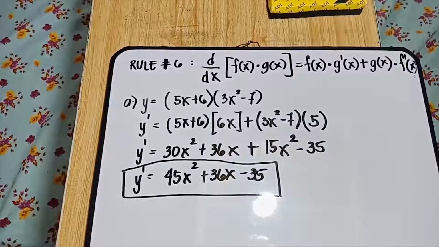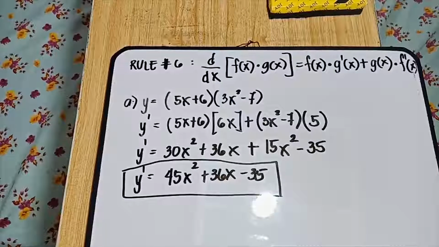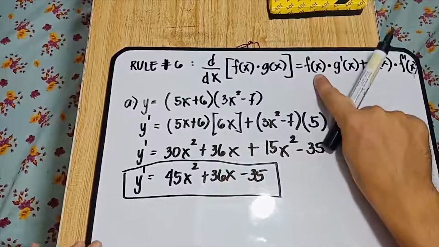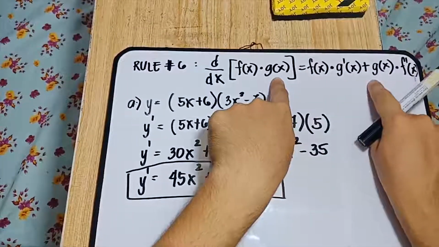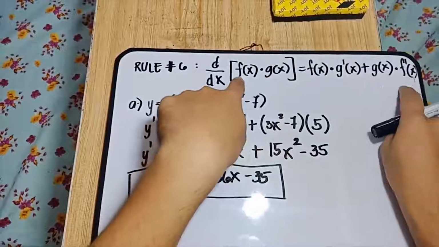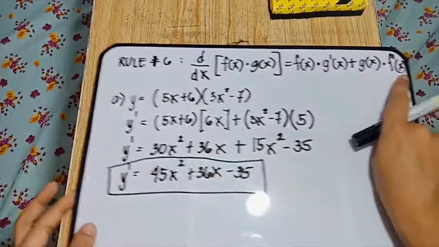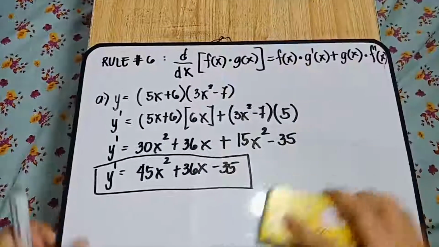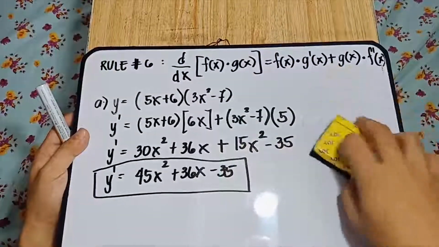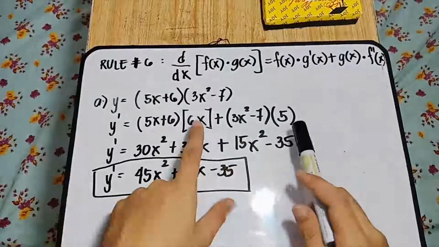Ganun lang i-apply yung ating product rule. So again, copy the first term, then multiply by the derivative of the second term, plus copy the second term, then multiply by the derivative of the first term. So, rule number 7 na nga tayo, no? Check muna natin kung tama ba yung sagot natin, no?